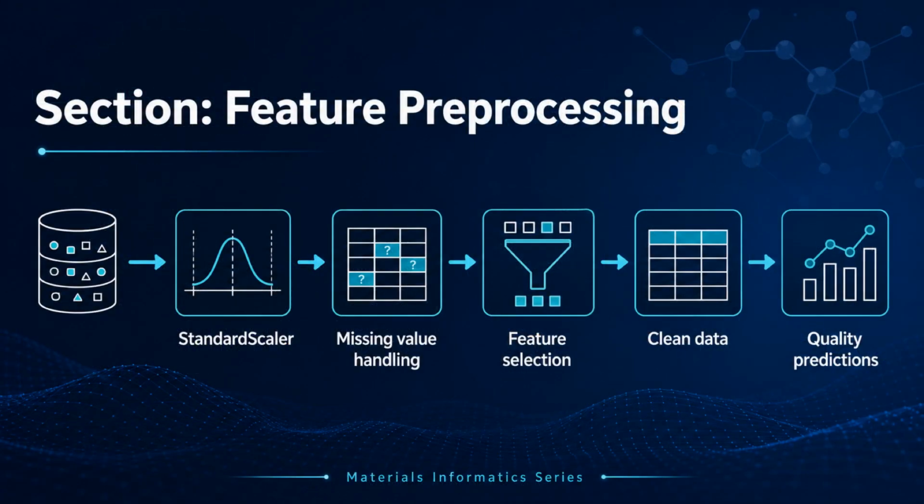Raw features need preprocessing before machine learning. Standardization ensures all features contribute equally. Missing values must be handled appropriately. Feature selection can reduce dimensionality while preserving predictive power. These preprocessing steps are critical for model performance and should be part of your pipeline.